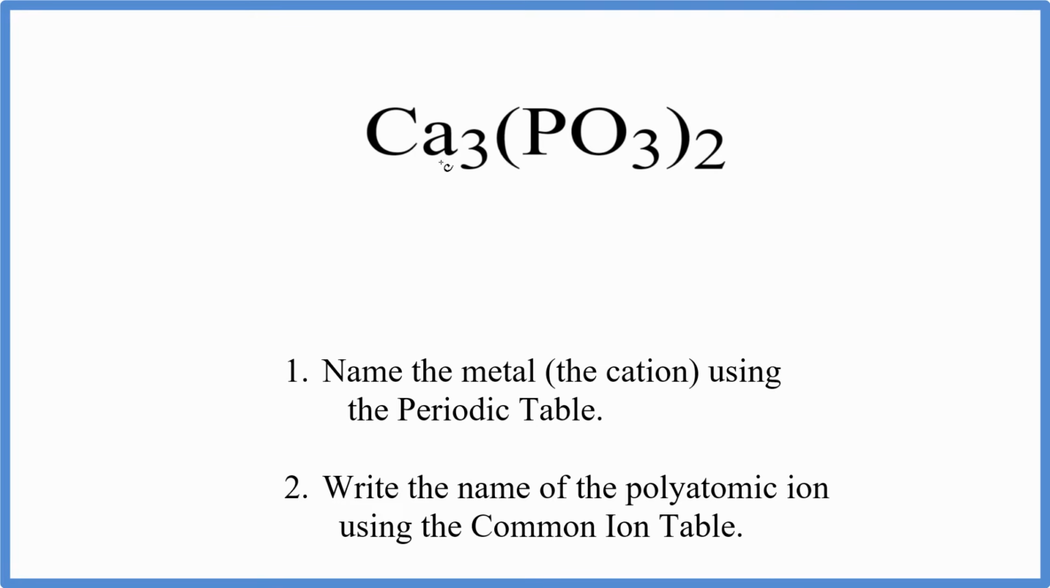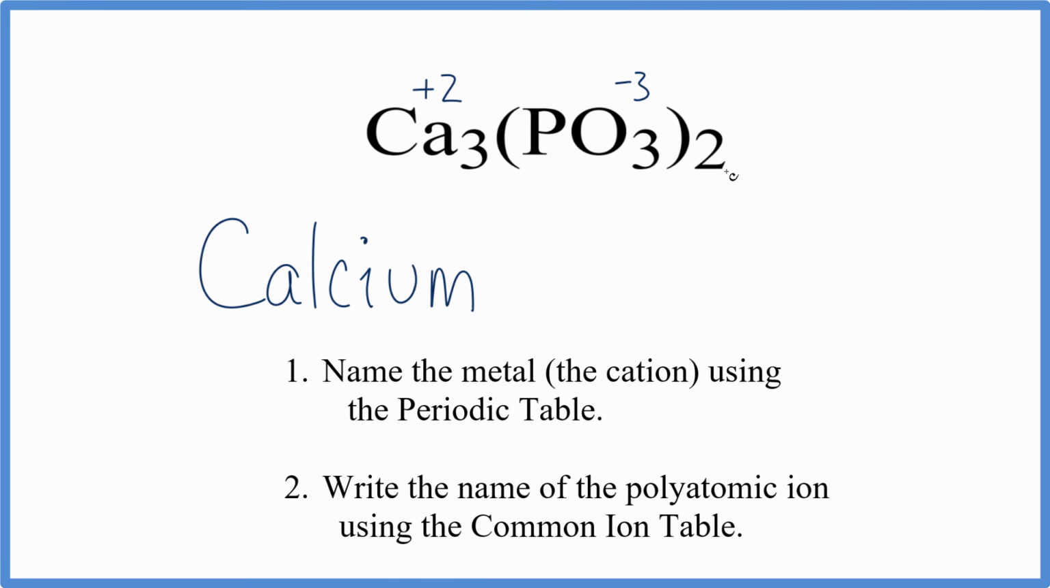We'll write the name for the metal. We have calcium. So calcium, group 2, has a +2 charge, total charge of +6 here. So I need a -6 on this part here to balance it out. 2 times something will give me -6. 2 times -3, that'll give me -6. We're good. So we've already written calcium. We look up PO3 3-, that's called the phosphite ion. And that makes the name calcium phosphite.